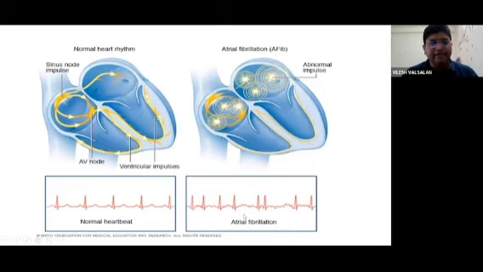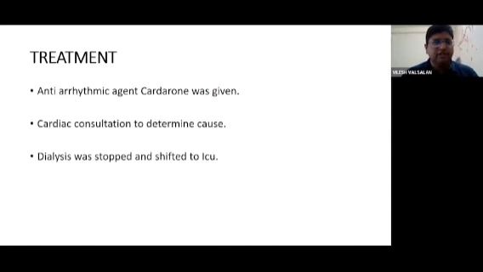And here you can see that the diagnosis is atrial fibrillation. So the heart is beating at its own different rate, because of which the cardiac output has decreased and the patient has gone into hypotension. So an antiarrhythmic drug, Cordarone, was given for the atrial fibrillation. Cardiac consultation was done to determine the cause, the patient's dialysis was stopped and the patient was shifted to the ICU.